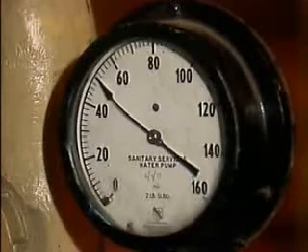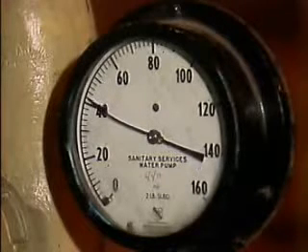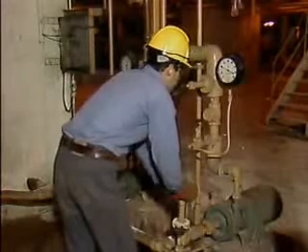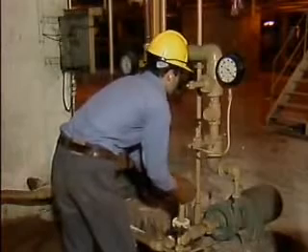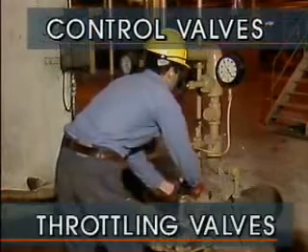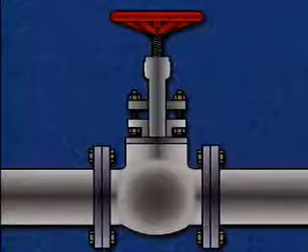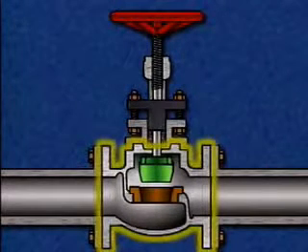In addition to starting or stopping the flow of a fluid, some valves are designed to regulate flow as well. This can be done by partially opening or closing a valve. Valves that operate in this manner are sometimes called either control valves or throttling valves, since they regulate or throttle flow.